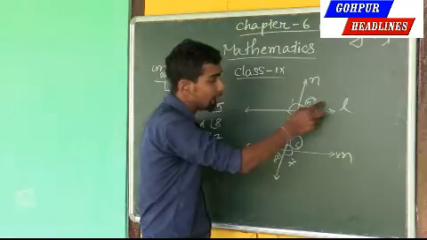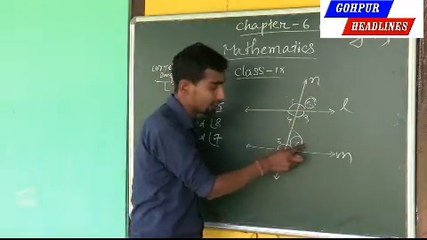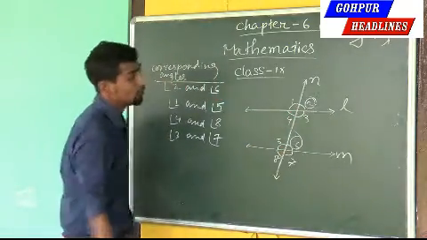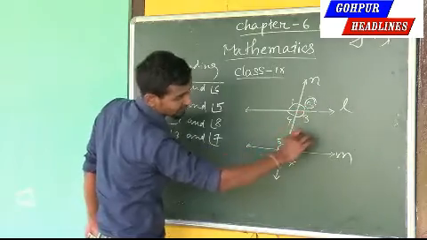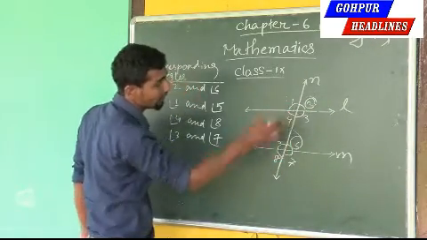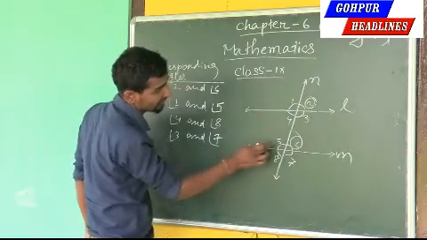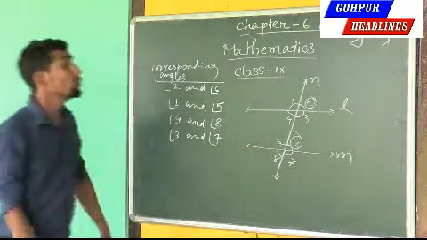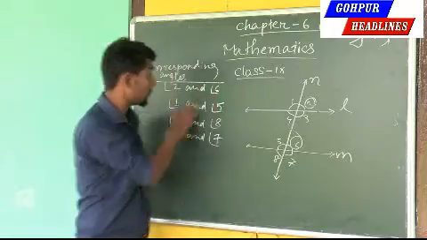In each pair, one is an exterior angle and the other is an interior angle. So here, interior and exterior. Here also, 1 and 5, one is exterior and the other is interior angle. So these are the corresponding angles.